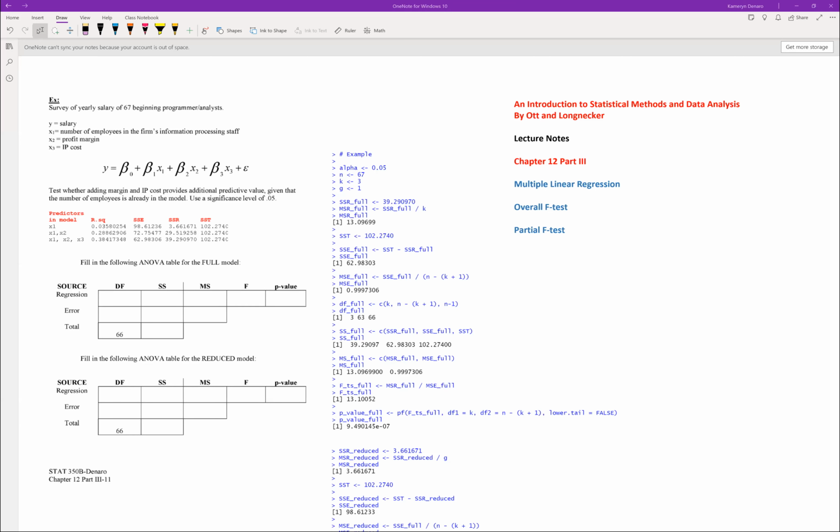Hello, everyone. We're working through An Introduction to Statistical Methods and Data Analysis by Ott and Longnecker. This is chapter 12, part 3, multiple linear regression.